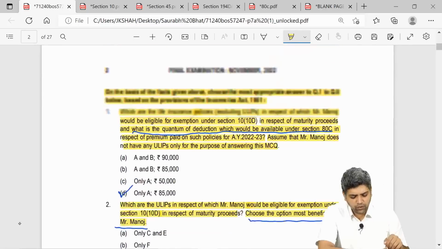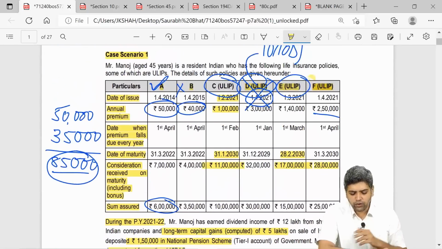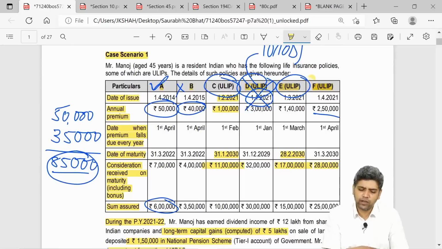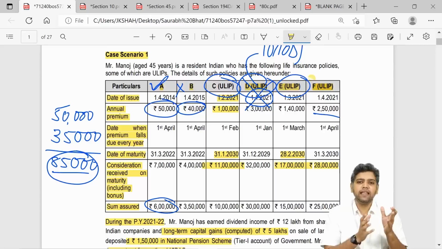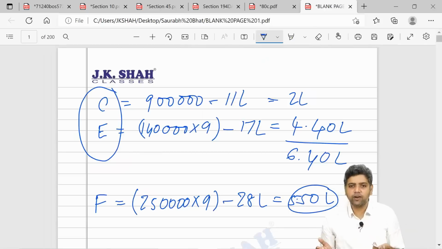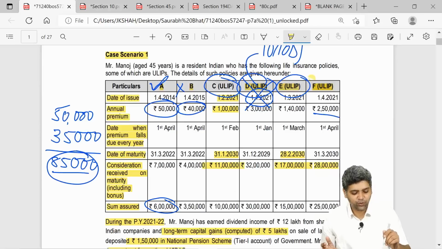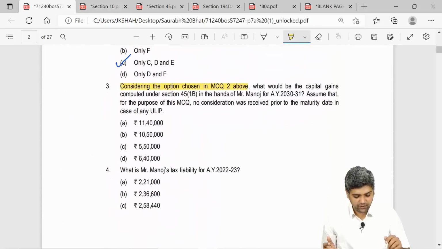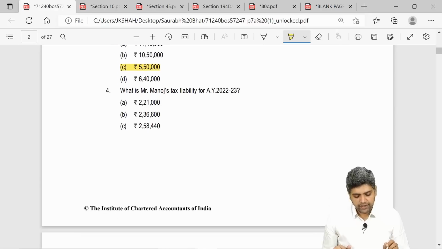So maturity is only once, that is in 2030. So after this MCQ number 2, things are very clear, because we know 45(1)(b) applies for ULIPs. We also know that policies C, D and E are exempt from tax due to section 10 clause 10D. So C, D and E are not taxable at all. Which is the only one which is taxable? That is policy F. And policy F, how much is the gain? We already know, it is 5.5 lakhs. So the answer over here would be again C, that is 5,50,000.